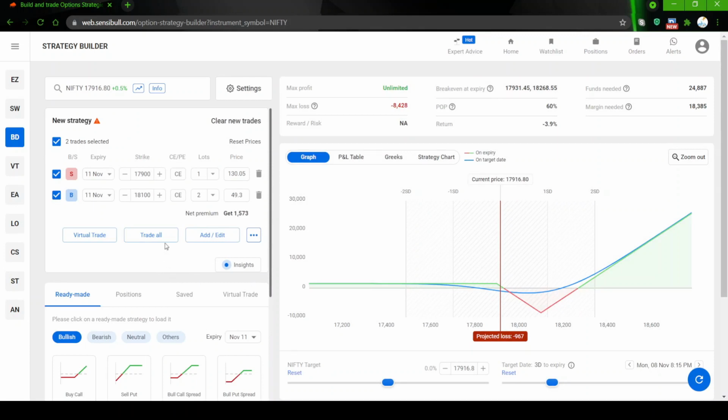Okay, so what is a call ratio back spread? We are selling one option against the two options which we are going to buy. When you are buying a call option, it is basically a bullish view. When you have a bullish view, you can go and buy a call option. To reduce the cost of that call option, you are buying two call options here. In this strategy you can see the 11th of November, 18,100 call option, buying two quantities.